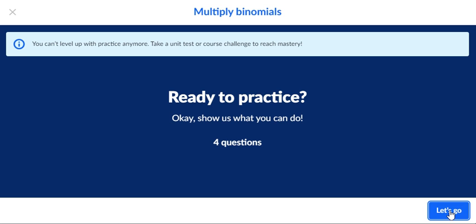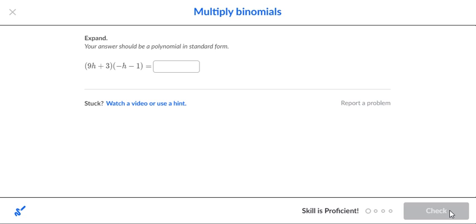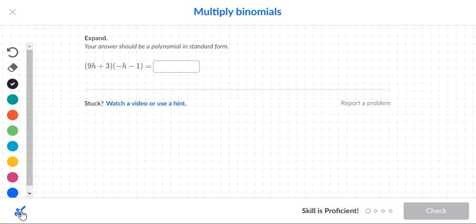Multiply binomials. Okay, so again, we're going to basically do the same thing we've done before. The only thing that's going to be different here is that the front term, the first term, is not going to be a letter by itself. There sometimes might be a number with it.